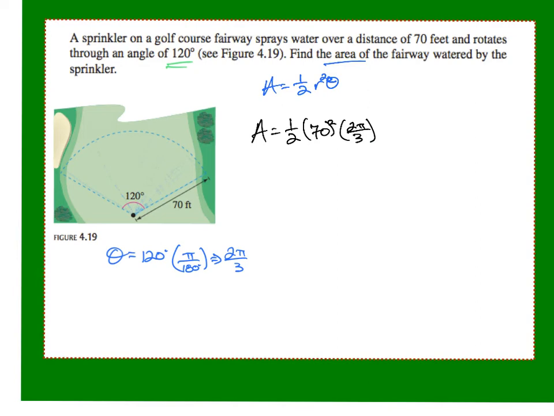You can use a calculator. Go for it. Hey, what do we get? 5,131. I don't think that's right. It is. Okay, 5,131.268 feet. Feet what? Feet squared. Why is it squared? Because it's area. All right. So that one sprinkler covers that many square feet. All right. So pretty good.